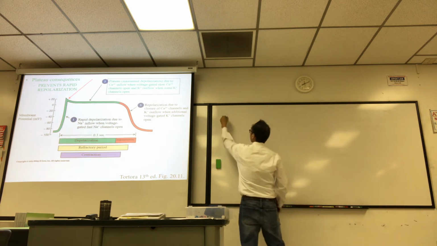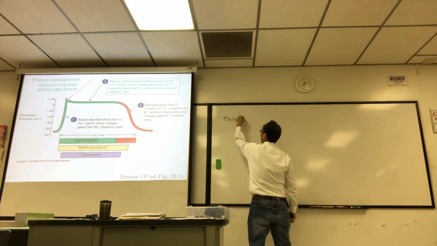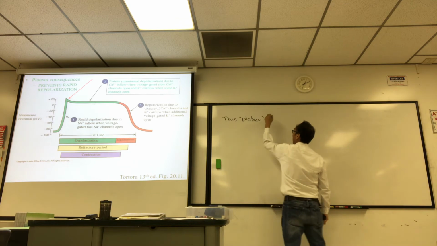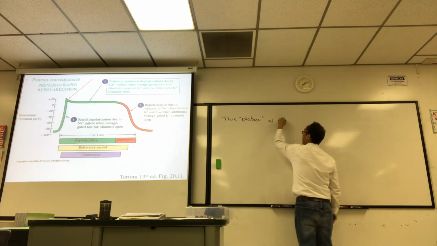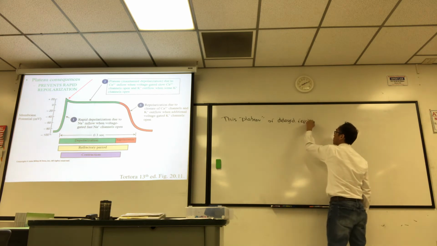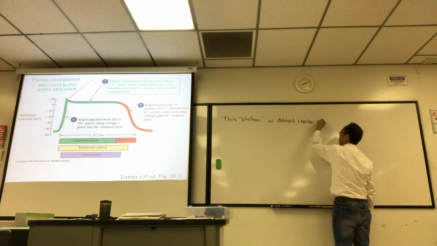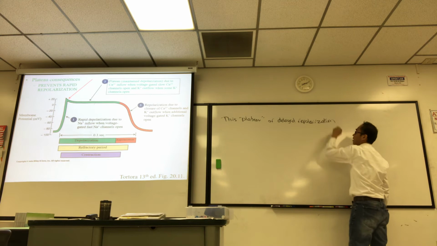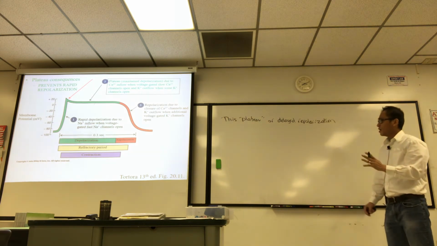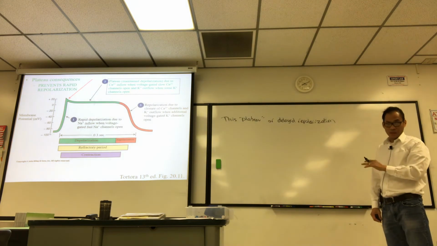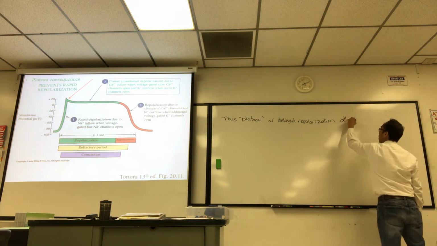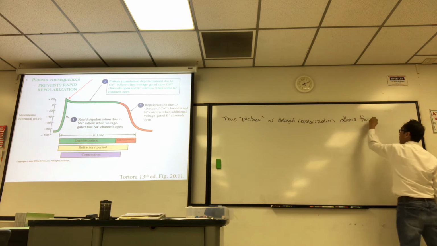So this plateau, as I call it, or delayed repolarization, I guess the third way you could put it is prolonged depolarization, or however you want to put it. It allows for diastole in the heart muscle.